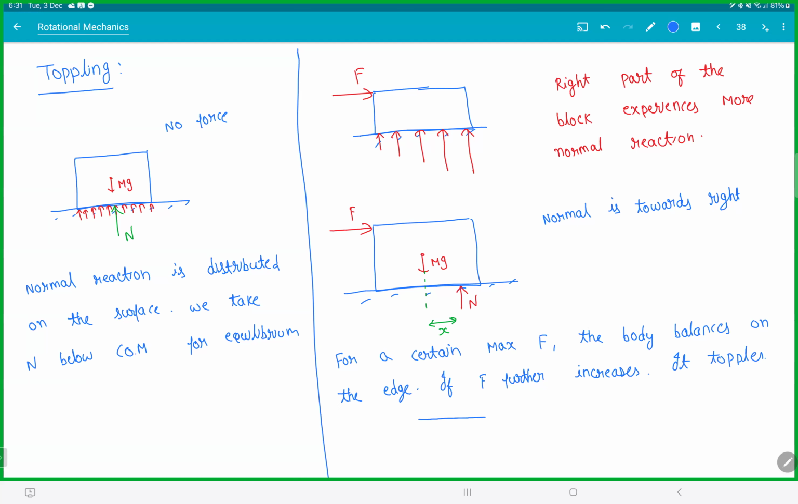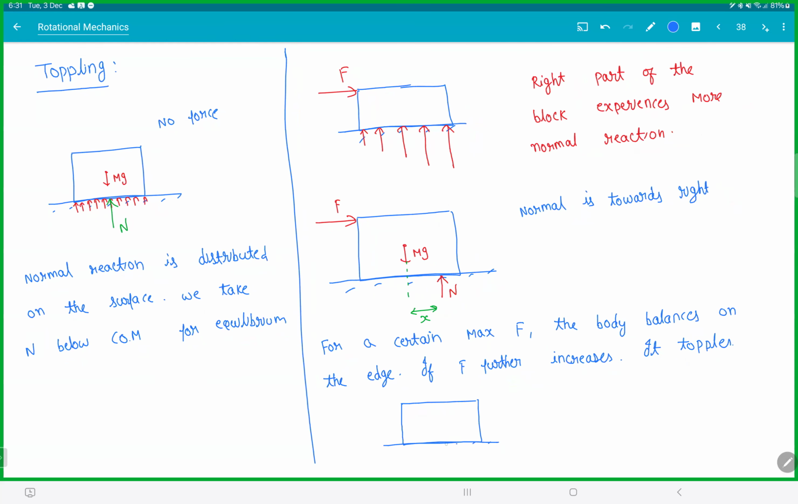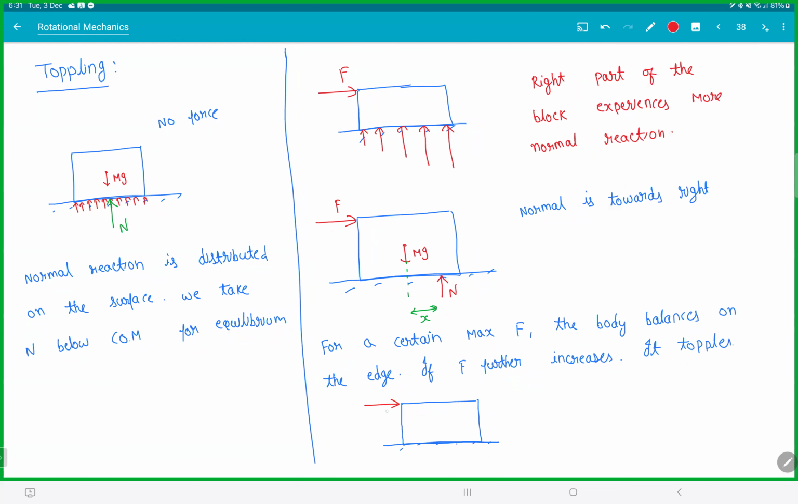So when you apply the maximum force, this is your mg. Actually, the diagram will not be like this. N will be at the corner. So this whole thing is like this. You're getting it? It is just balancing on the edge. The whole weight is just balanced on the edge.